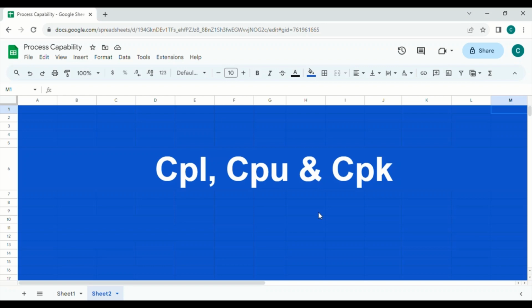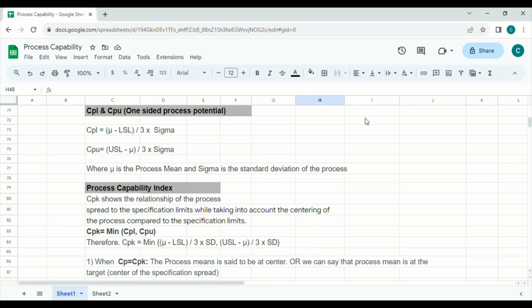In my previous video, I have already told you about process capability, that is Cp. In this video, I'll tell you about process capability index, which is Cpk, and other indices which are CPL and CPU. So let's start with the indices CPL and CPU. CPL and CPU are known as one-sided process potential.